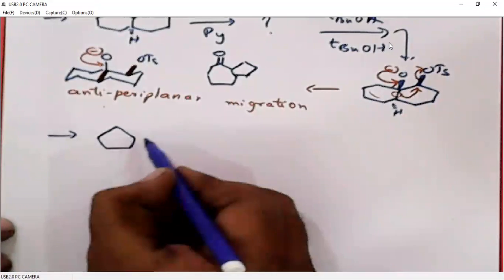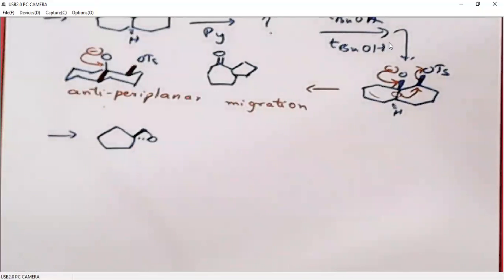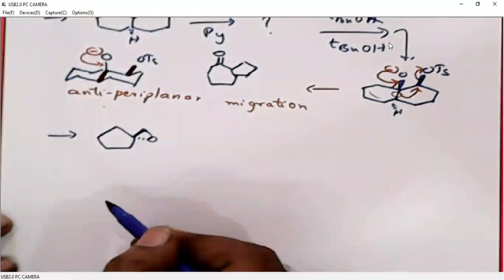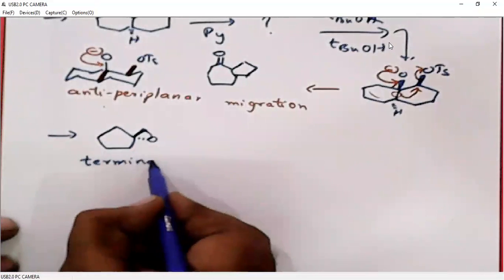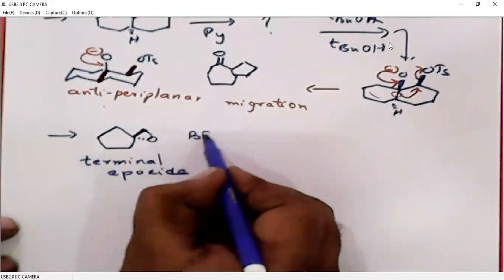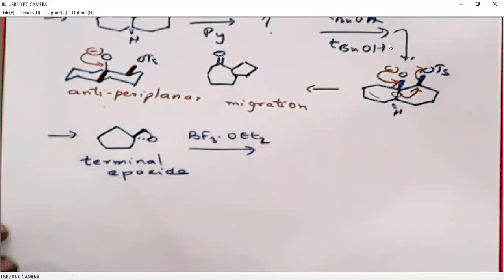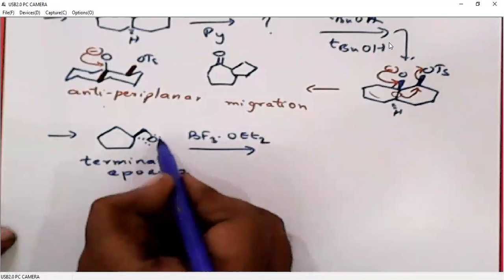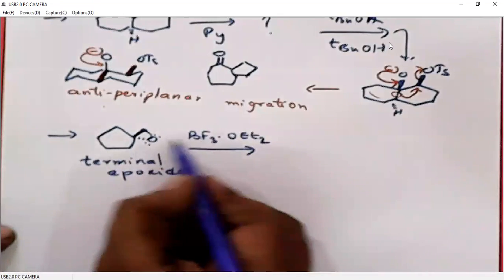Semi-pinacol-pinacolone rearrangement is also possible with epoxides. We don't need a hydroxy and a leaving group. Even with epoxides, it is possible to have semi-pinacol-pinacolone rearrangement. This epoxide is a terminal epoxide. When it is treated with a Lewis acid, BF3 etherate, oxygen, being a more electronegative atom, can easily bind with the Lewis acid.